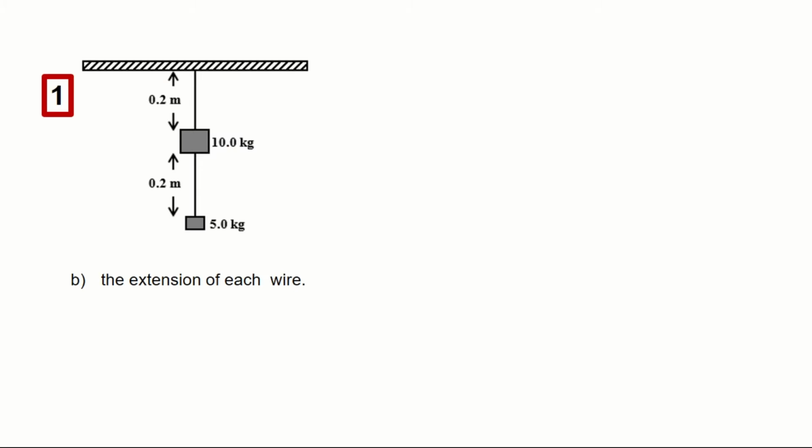And then for B, calculate the extension for each wire. So it means that we calculate E1 and E2. For E, you can use the equation of strain. Strain, epsilon, equals E per L naught. So you can use E per L naught for Y1, so epsilon 1 equals E1 per L naught.